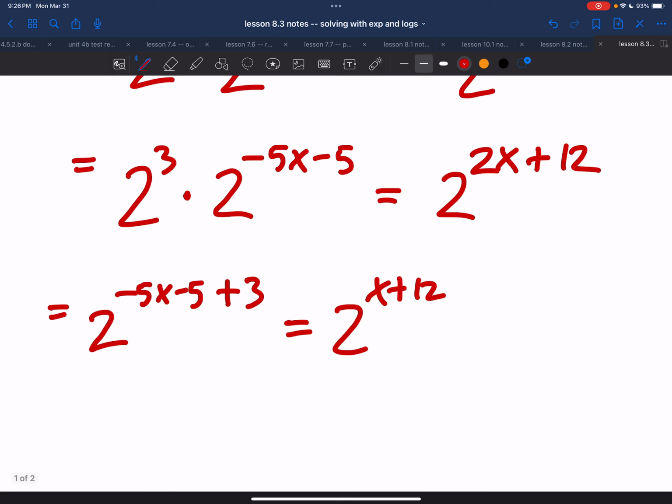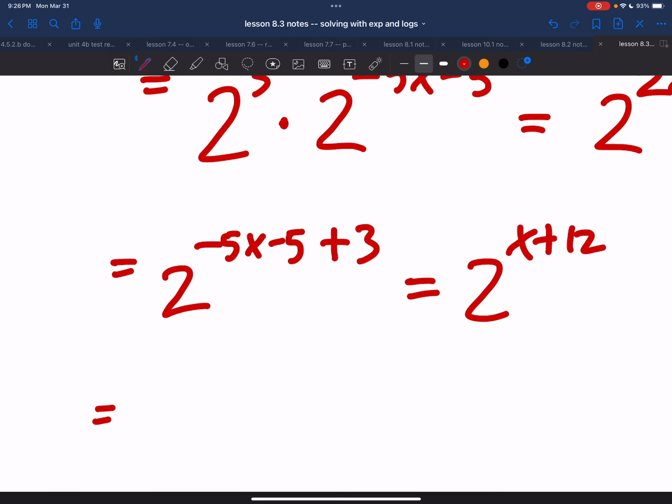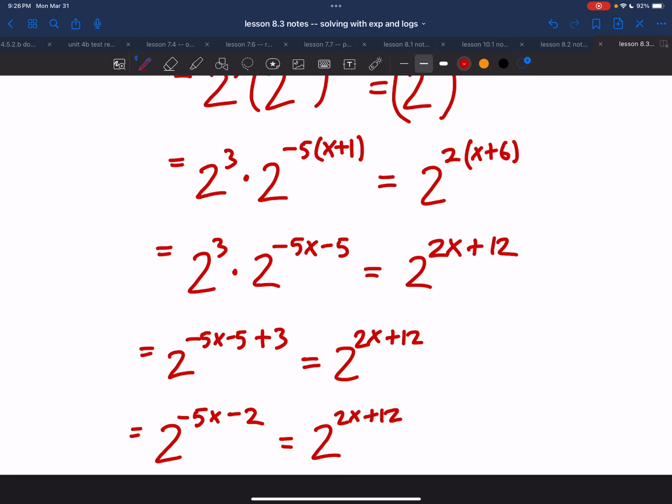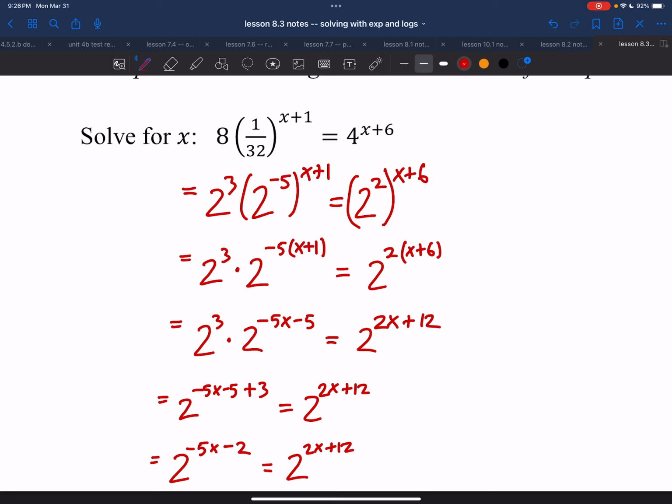And of course, if we clean that up just a little bit, negative 5x, and then negative 5 plus 3 is negative 2. And so I have, don't forget my little 2 here. Sorry, let me clean that. 2x plus 12. Okay, so look at what we've sort of done here: you've changed it so that they're both in the same base, 2, right?